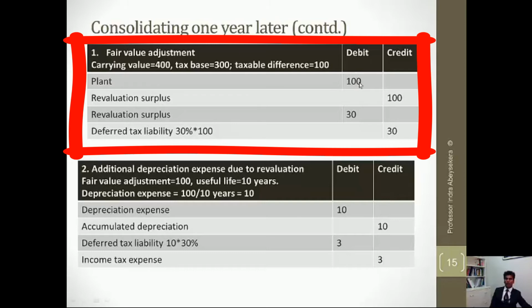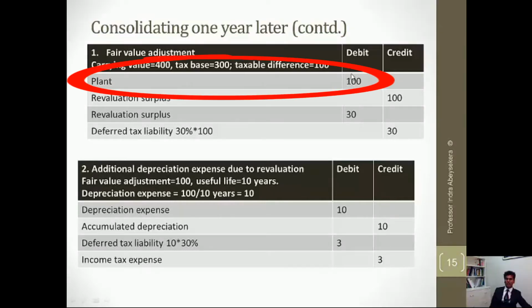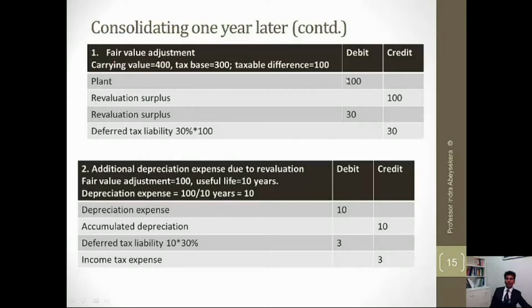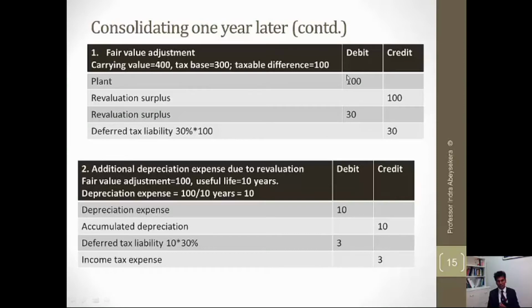So the economic entity is richer and will have to pay taxes. But here it is the deferred tax liability we are taking. The economic entity actually doesn't pay taxes, legal entities do, but for accounting purposes we take this as a deferred tax liability, as a future liability.